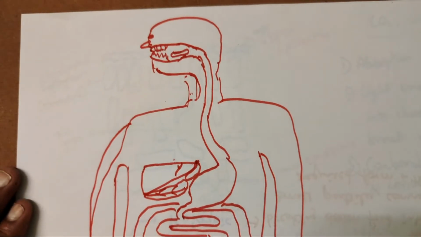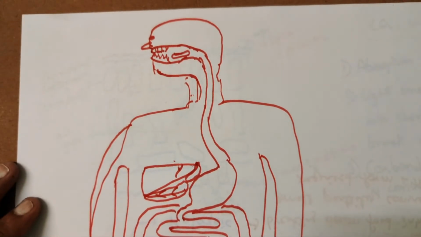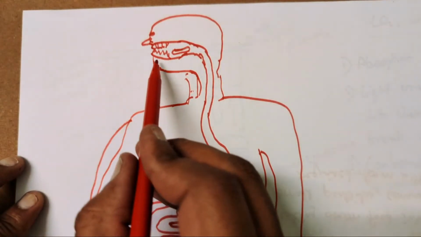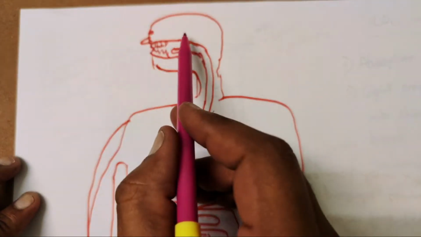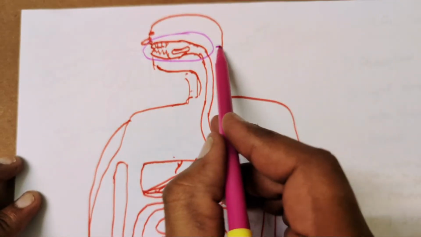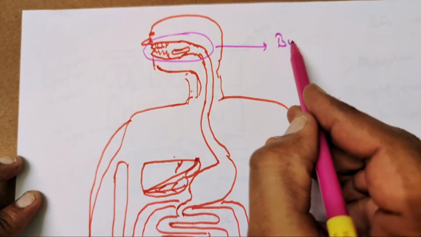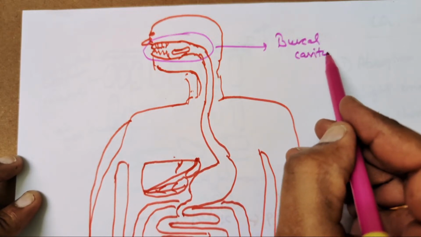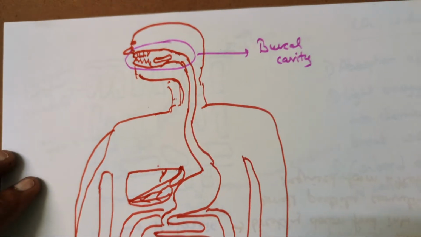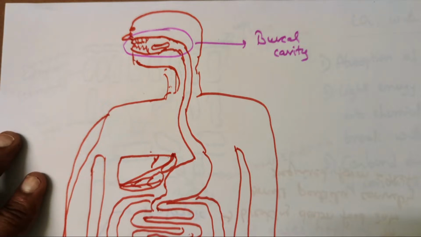So suppose this is a human body. We'll see how it is happening in detail. So first one is this, we call this part the buccal cavity. So what is happening in the buccal cavity? We have teeth as well as salivary glands, which is tongue, and below the tongue we have the salivary glands.